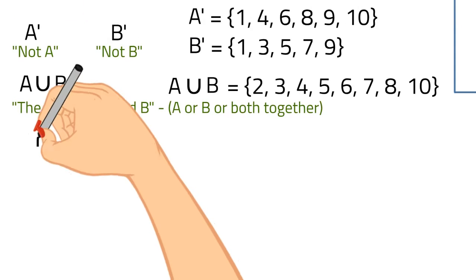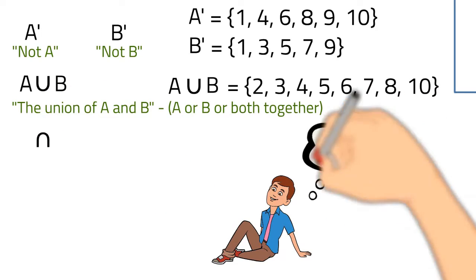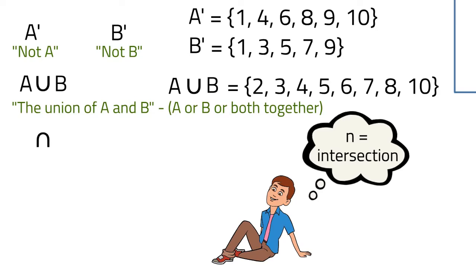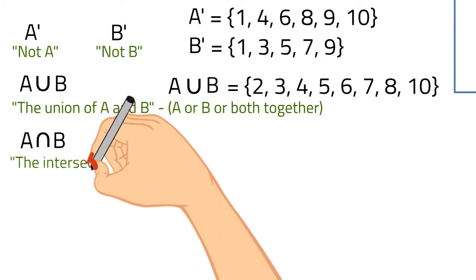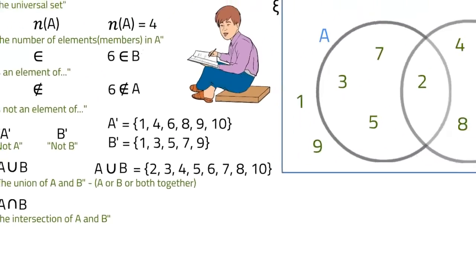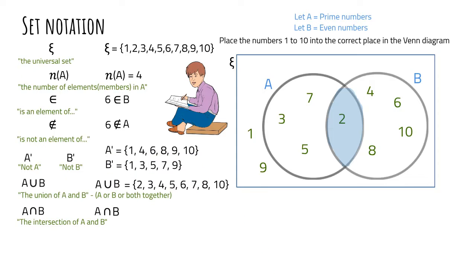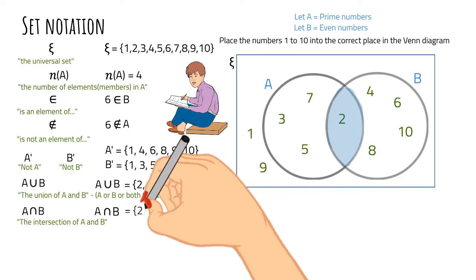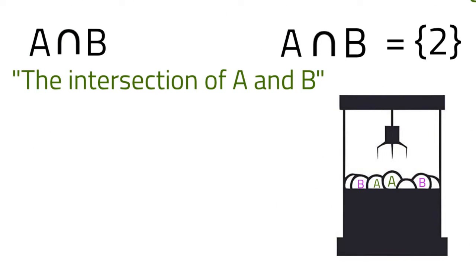Our next symbol is kind of similar, but it's an upside down U, so it kind of looks like an n. If you see n, think intersection. And so let's look at the intersection of A and B. And it means this middle bit here because it has to be A and it has to be B. So in this example, the intersection of A and B is simply 2. The way I see this symbol is a claw at an arcade. It doesn't want things that are just A or just B. It will only take the prizes that are both A and B.